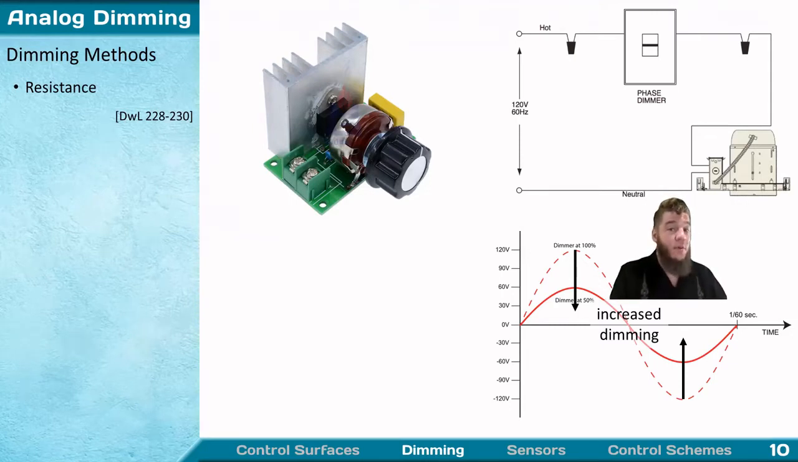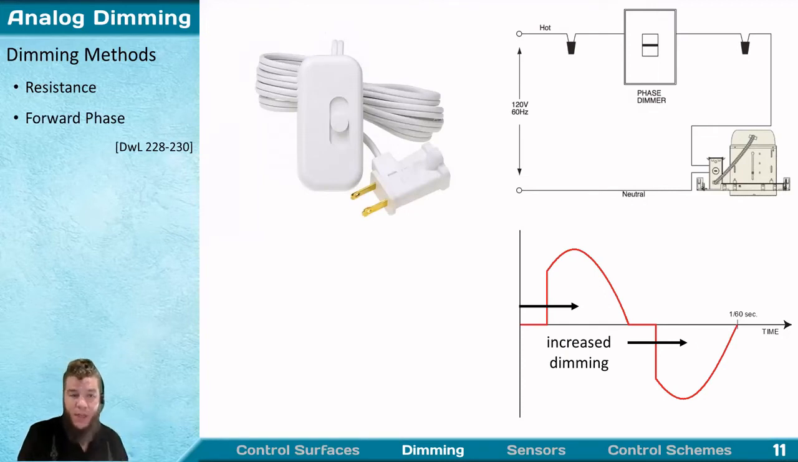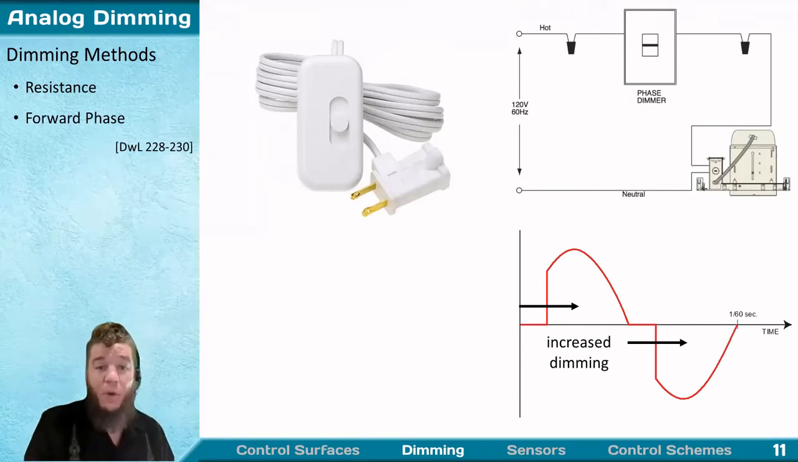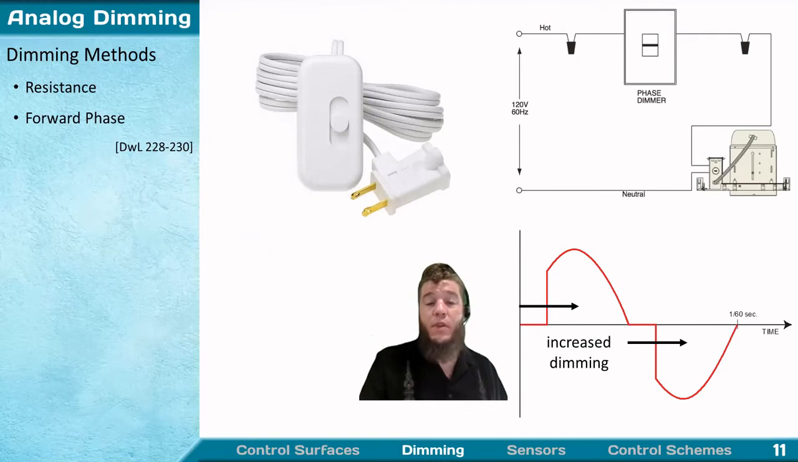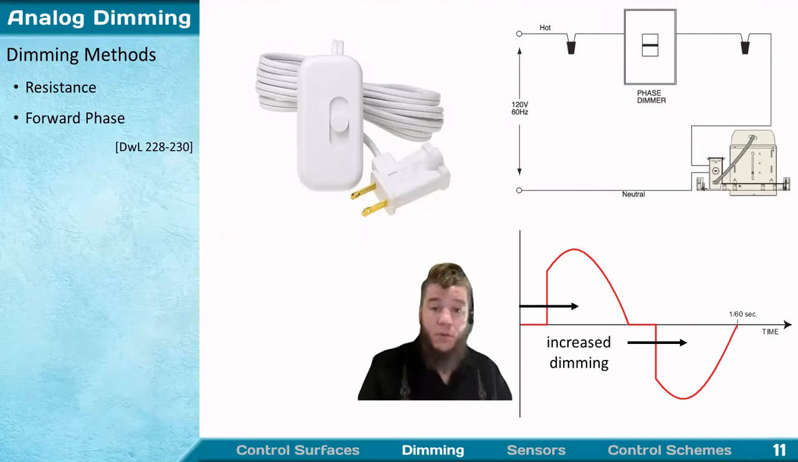I'll give you a hint. LEDs don't much care for that, but it's not nearly as hard on LEDs as forward phase dimming. With forward phase dimming, instead of just eating all that power at the source, we're actually going to feed a lot of that power back along the neutral. So these are quite a bit more efficient than a simple resistance dimmer. And also they don't get fiery hot when you're dimming them to low light levels.